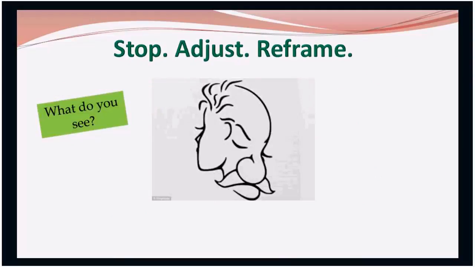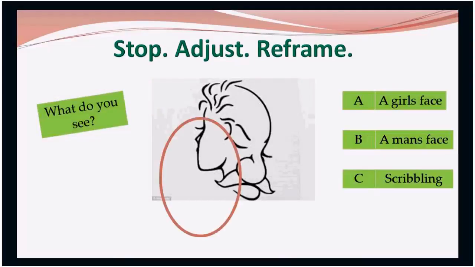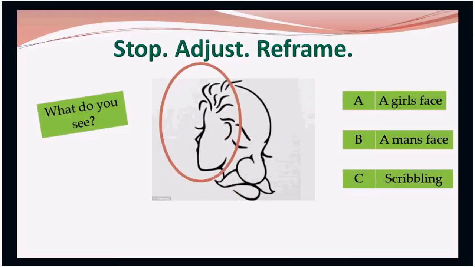The third picture, what do you see? Do you see a girl's face, a man's face, some scribbling? But actually, it depends how you looked at the picture. Some people will see the girl's face circled by the red circle. Other people will see the man's face that's to the right of the circle. Again, how we look at things varies from individual to individual.